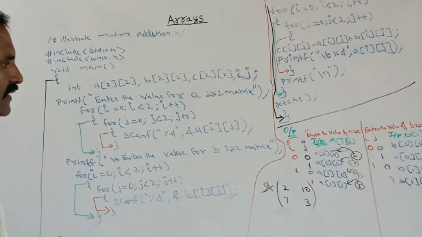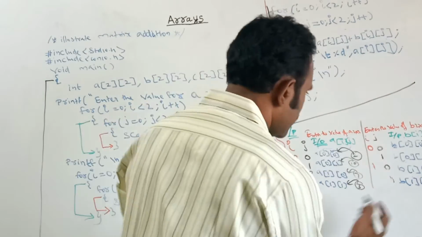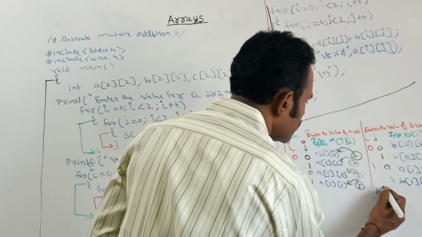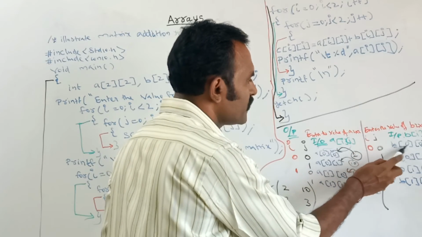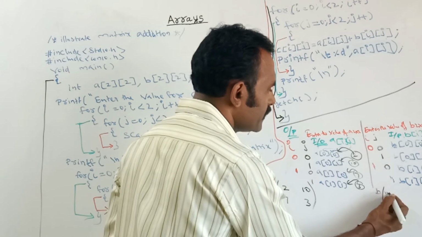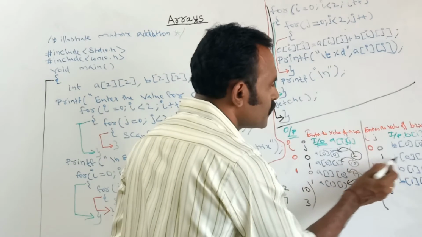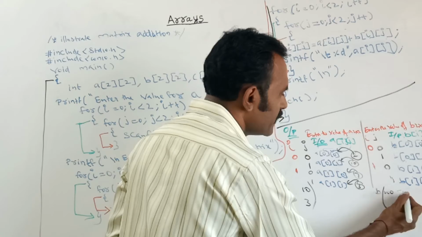In a similar way, here I am writing this result for B. In B, say B of 0 comma 0. At B of 0 comma 0, 100 I had stored, so here 100. Next at B of zeroth row and first column, 50 I had given, so 50.